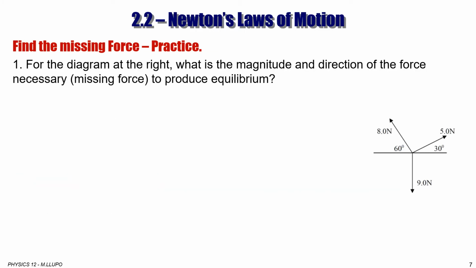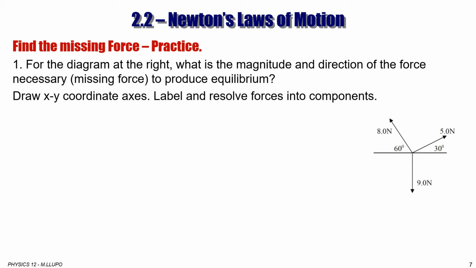This is an equilibrium practice problem, Newton's first law. For the diagram on the right, what is the magnitude and direction of the force necessary to produce equilibrium? So it's a missing force because we do not know magnitude and direction, so we cannot draw it. The first step would be to draw a coordinate system, x and y, and label it. And then label forces and resolve forces into components by drawing perpendicular to x and perpendicular to y lines from the tip of each force.